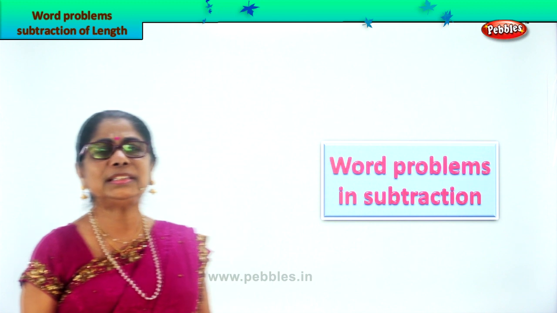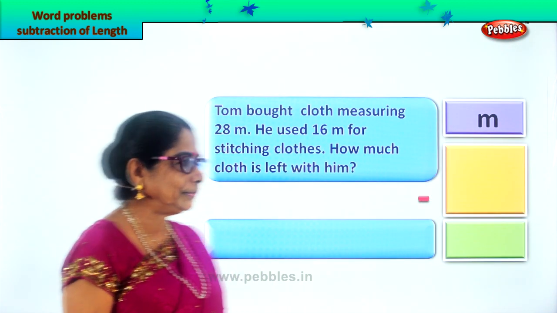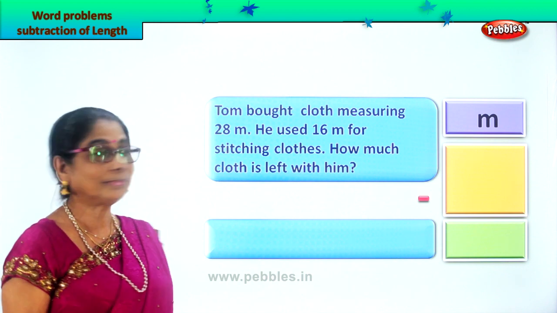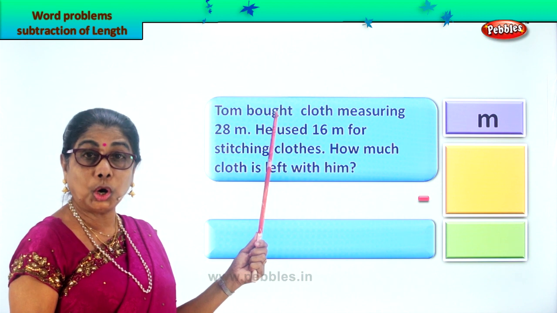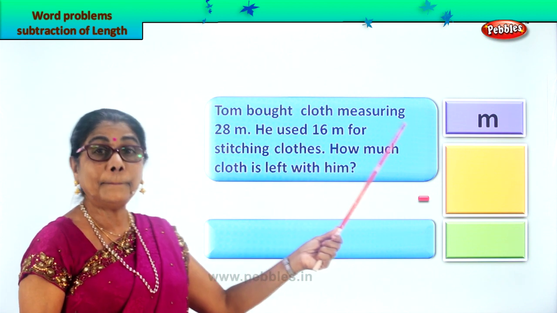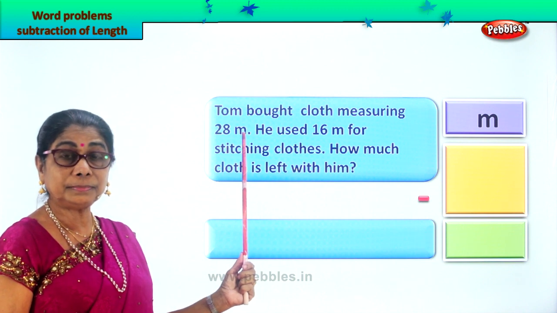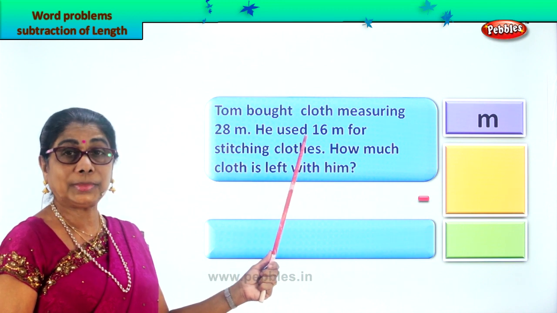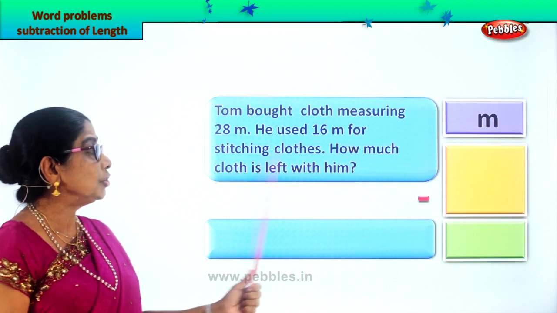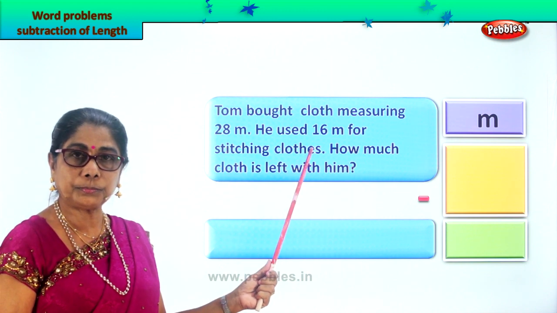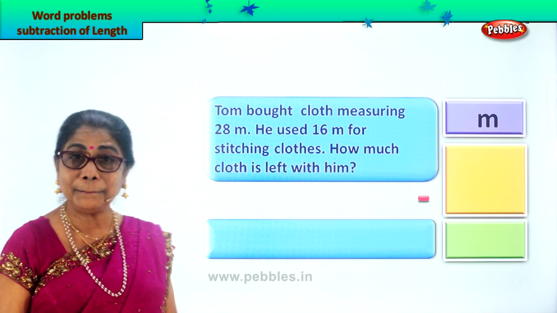Let's look at our first word problem. Shall we? Here we are. Look. Tom bought cloth measuring 25 meters. He used 16 meters for stitching clothes. How much cloth is left with him?